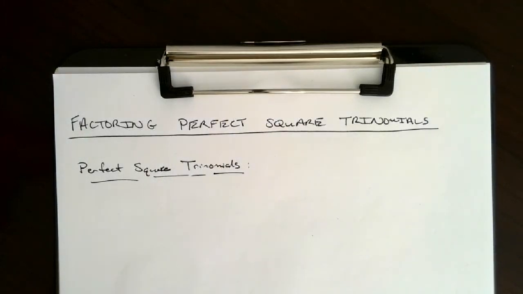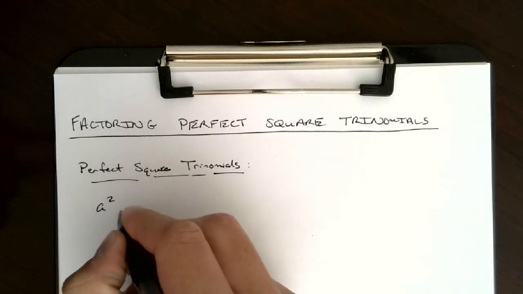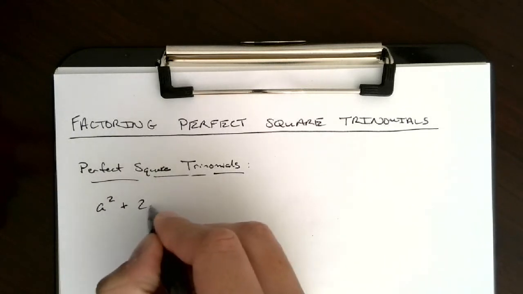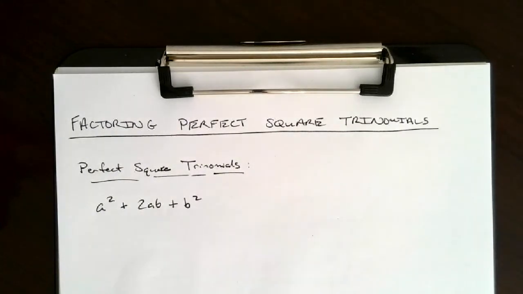This video is on factoring perfect square trinomials. So this is a special factoring formula we're going to use when we have the case of a perfect square trinomial. And in case you're not sure what I mean when I say perfect square trinomial, think of if we had something of the form a squared plus 2ab plus b squared. And we want to figure out how we would factor that.